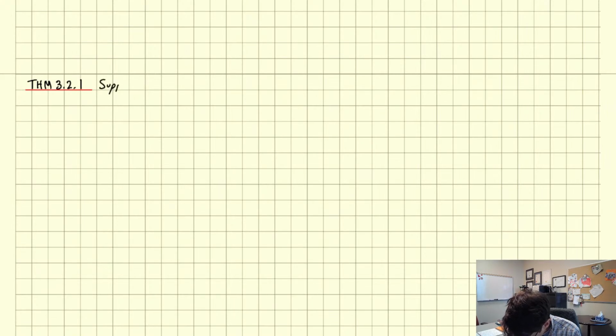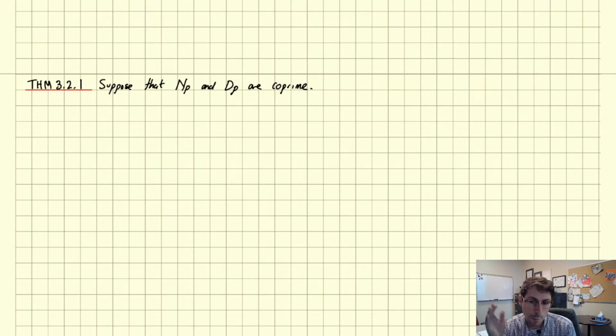A technicality: we have to suppose that NP and DP are coprime. That means that the numerator of the plant and the denominator of the plant do not have any common roots. If you go back up to the expression for pi of s, if the numerator and the denominator have common roots, you can factor them out, because they show up on both sides of the plus sign, and those roots are fixed. I can't change those. So it's a technicality. And of course, in practice, this will always be true. You'll always reduce your transfer function.